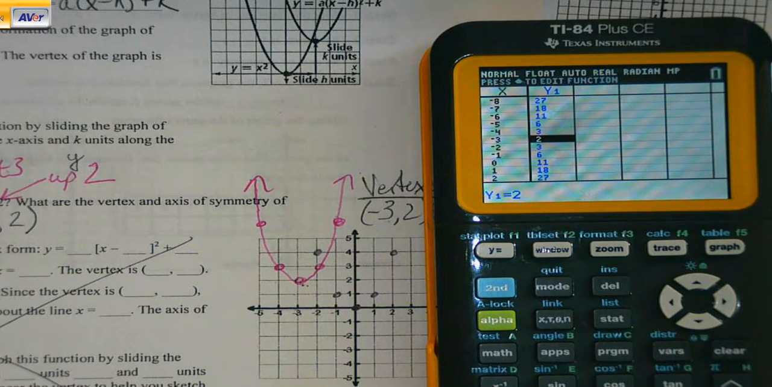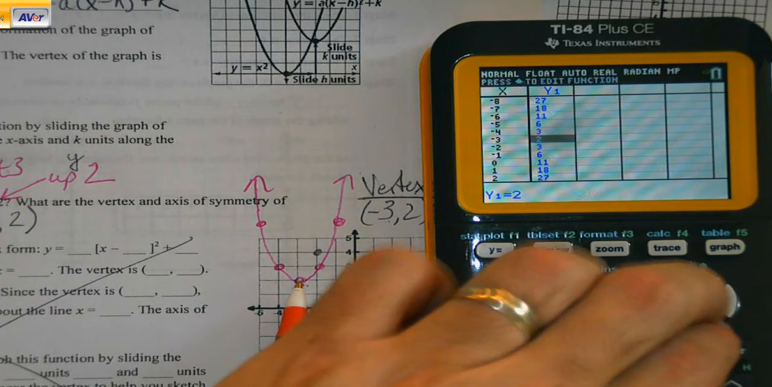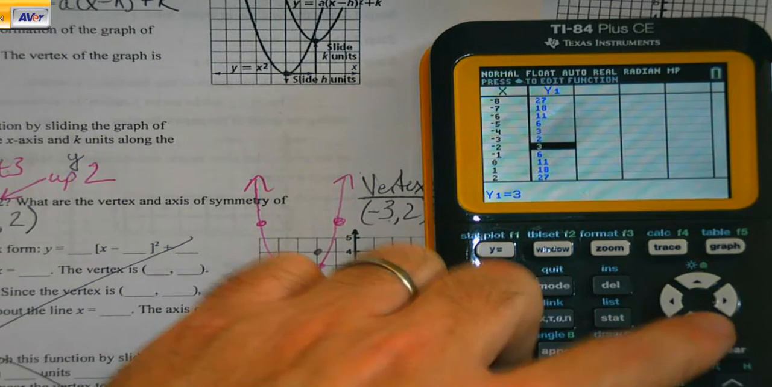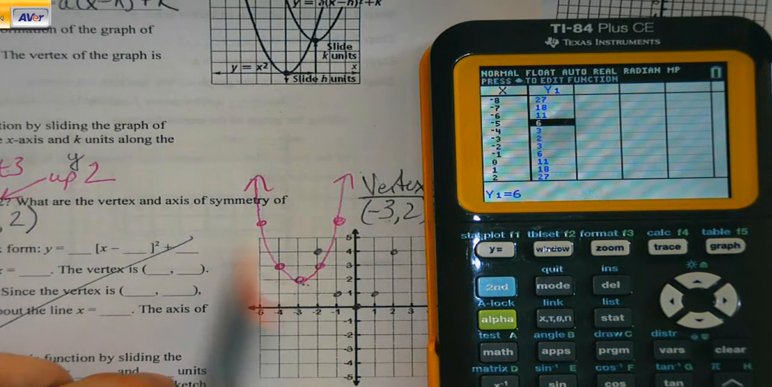Because now when I go to graph it, I'm like, okay, so -3, 2, there's my first point. And then I've got -4, 3 and -2, 3. And then I've got -1, 6 and -5, 6. There's my 5 points. I connect the dots.